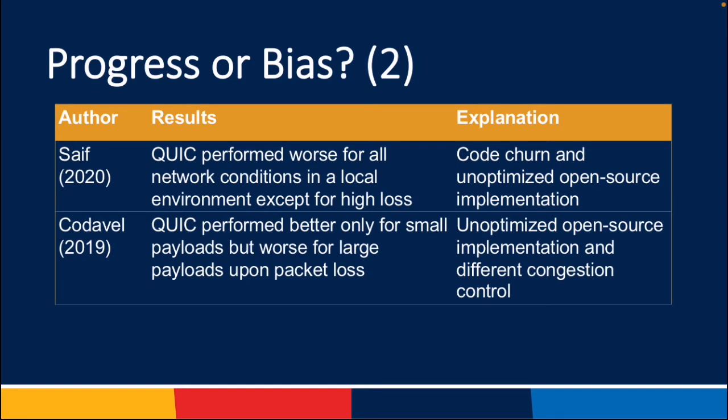Meanwhile, independent researchers in academia even pointed out that QUIC performed worse for all network conditions in a local environment. These results were mainly due to unoptimized open source libraries. Others also said QUIC performed better for small payloads, but worse for large payloads upon packet loss. These results were caused by their congestion control, apart from the unoptimized open source libraries.